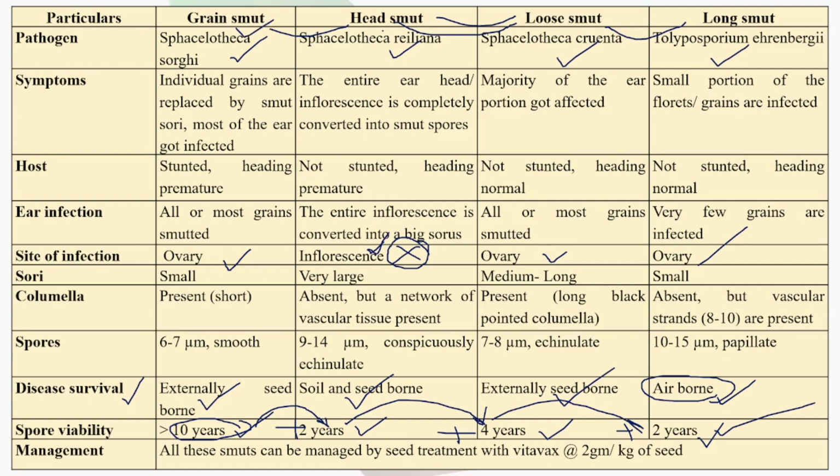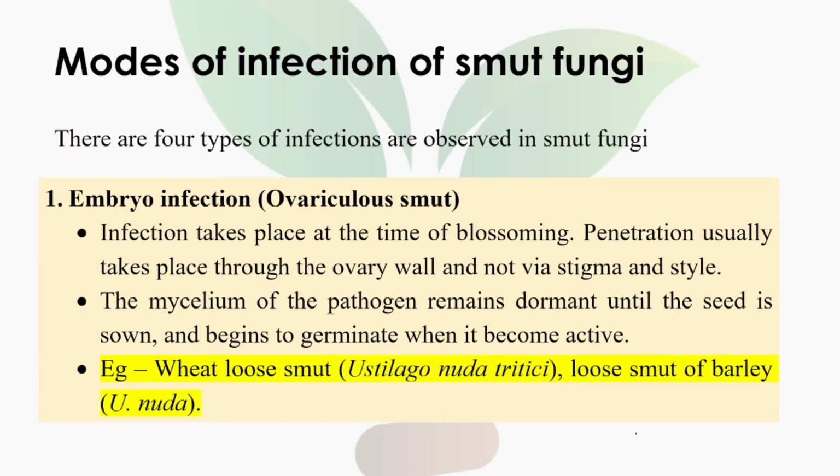Like that you just attach it to the same order. Grain smut followed by head smut, followed by loose smut, followed by long smut. You match it with 10 plus 2 plus 4 plus 2. Like that you match it, then you will get it. The management is mostly recommended with Vitavax. For all smut diseases, we recommend carboxin or Vitavax, 2 grams per kilogram of seed, right? Yeah. Now modes of infection, I think only the last 2 slides are left.